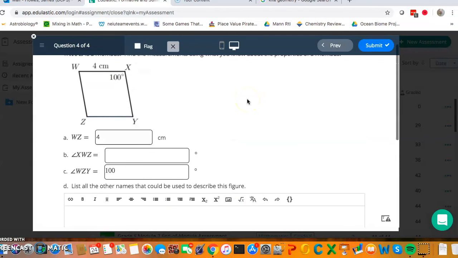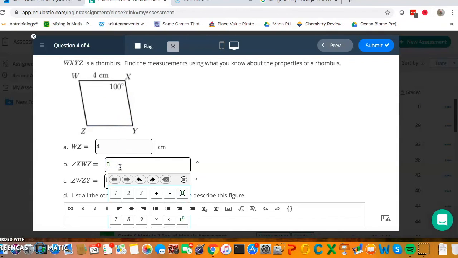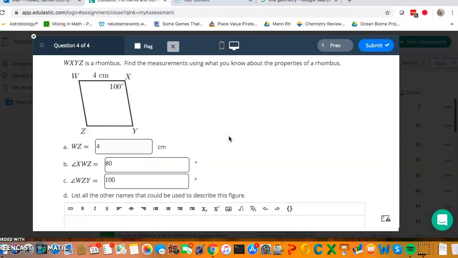This is asking me what is ZWX. Well, these two also must be the same. I have 100 plus 100, that's 200. So this plus this must equal 160, so that if I did this plus this plus this plus this, it equals 360. So for each of those angles, we'll do 160 divided by 2, which is 80.